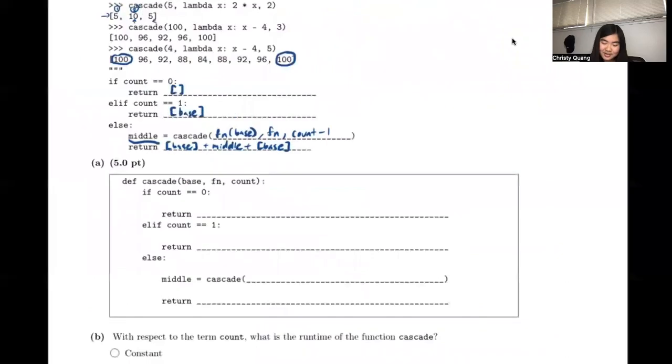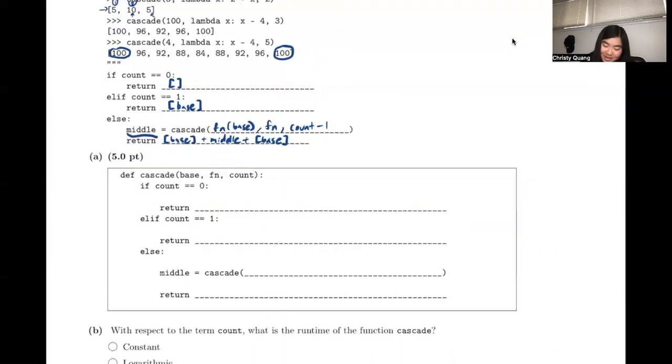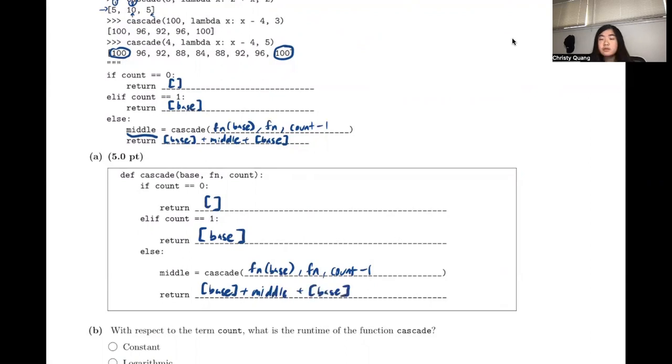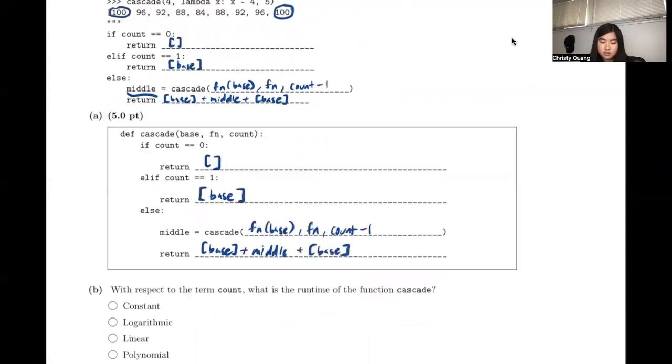Oops, I filled it into the skeleton code. Let me just put it down right here. So return empty list. We return a list with just base. And we call function on the base, and then same function, count minus 1. And then we return base plus middle part plus base. And for the middle part, we just have to trust the recursive leap of faith.